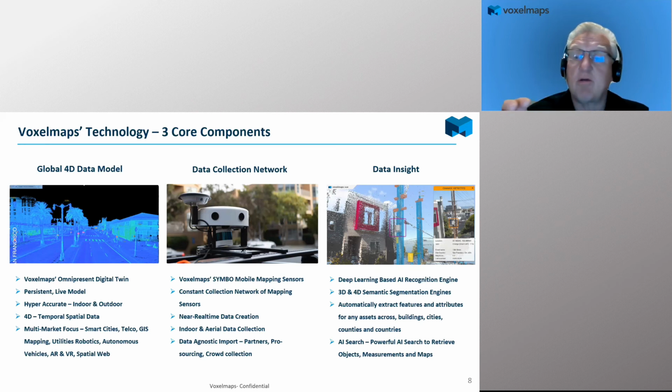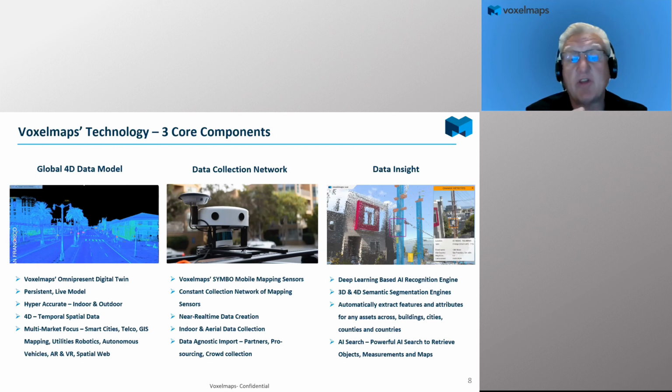Our goal and plan is to build this digital twin of the planet. It'll be a persistent live model, very accurate, consuming both internal and external datasets, so indoor and outdoor. It's a 4D temporal spatial database, so we can store data and manage it through time series as well. So we can go back and look at change detection and do automated feature extraction and automated feature change detection across a number of different use cases.